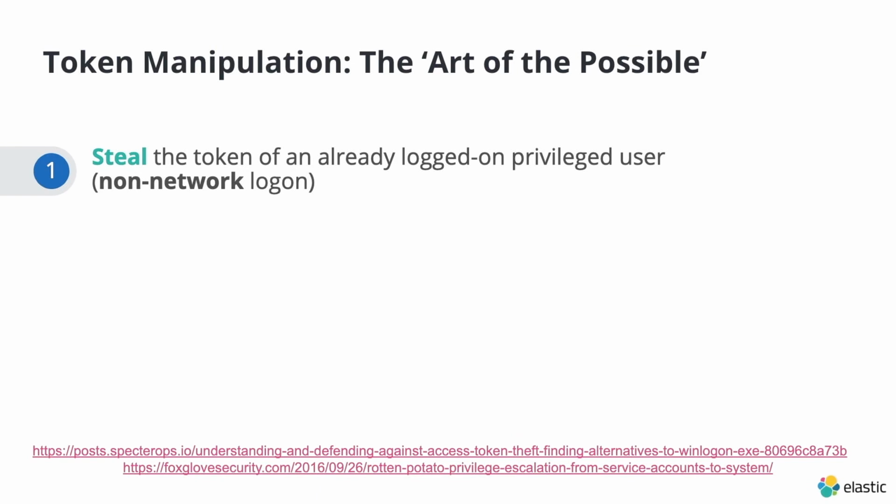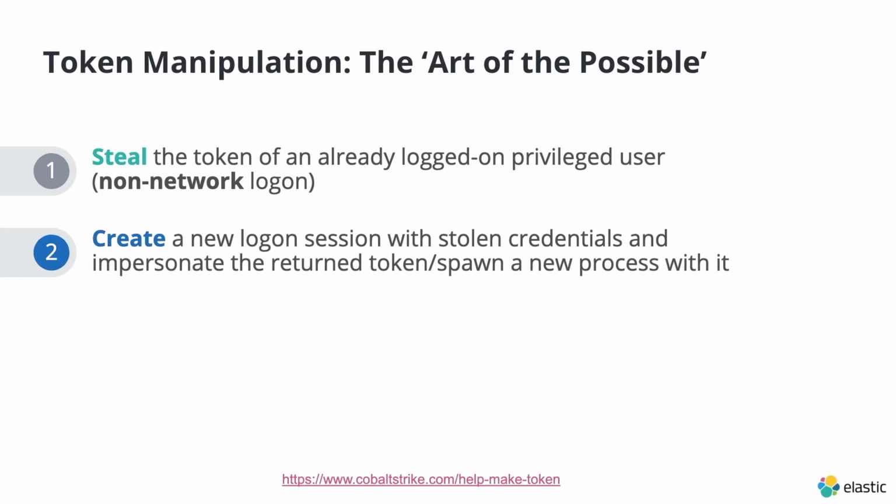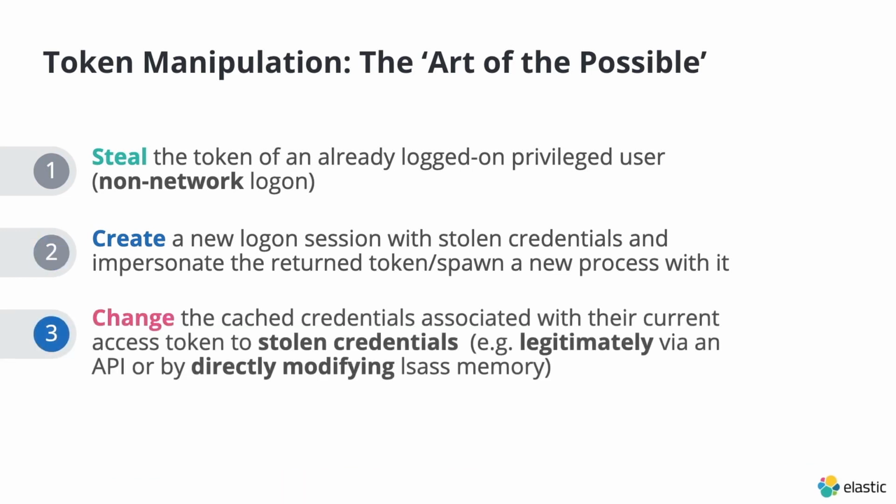If a user already isn't logged in, then they need to find credentials. And if they do, well, then they can create a new logon session with these stolen credentials and then impersonate the returned token or spawn a process with it. And then their last option is, again, they still need stolen credentials, but they can just change the cached credentials associated with their current logged on user to these stolen credentials. And so this could be legitimately through an API or illegitimately, say, by directly modifying LSASS memory. And the examples we're going to cover are largely focused on 2 and 3.